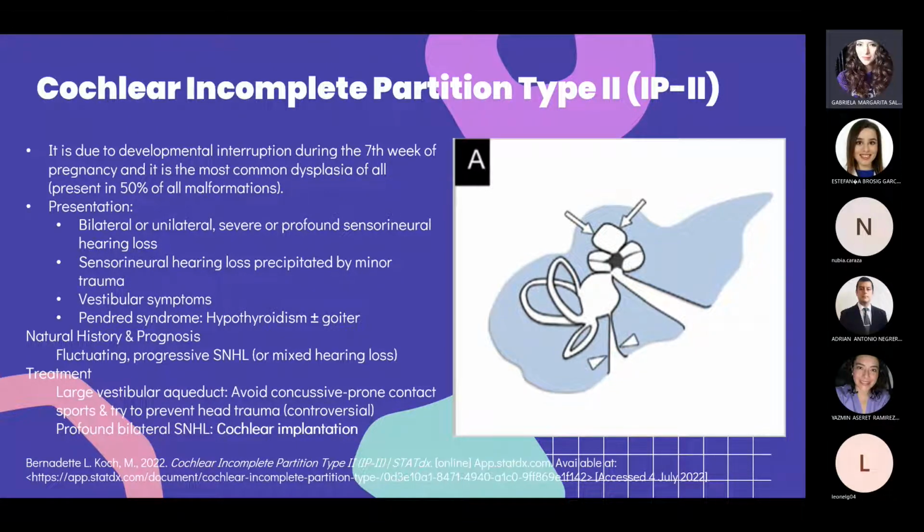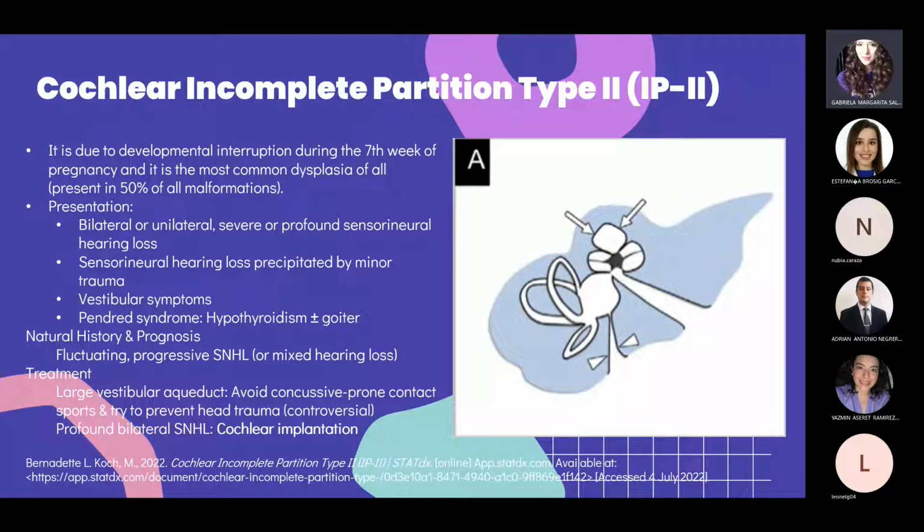This type of incomplete partition is due to a developmental interruption during the 7th week of the pregnancy, and it is the most common dysplasia of all. It is presented in 50% of all malformations, and it can be bilateral or unilateral, with severe and profound sensorineural hearing loss, or it can be precipitated by minor trauma.